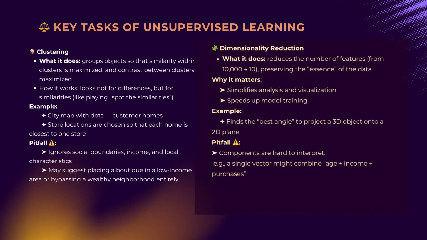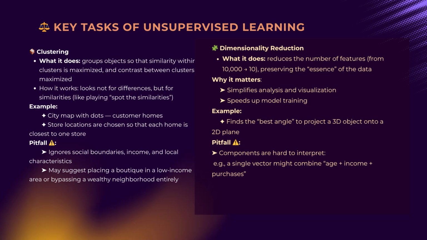Dimensionality reduction, transforming data with many features into a more compact form without losing important information. This helps simplify analysis, visualization, and speed up training. Imagine describing a person with 10,000 characteristics, from eye color to music preferences. Dimensionality reduction methods say, let's describe the same person with just 10 characteristics, but in a way that preserves the important information. Principal component analysis is a classic example.